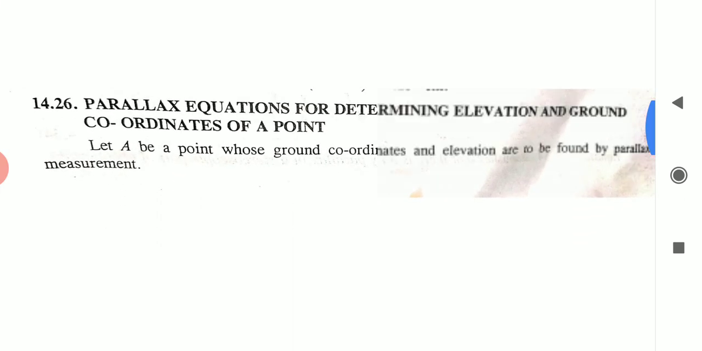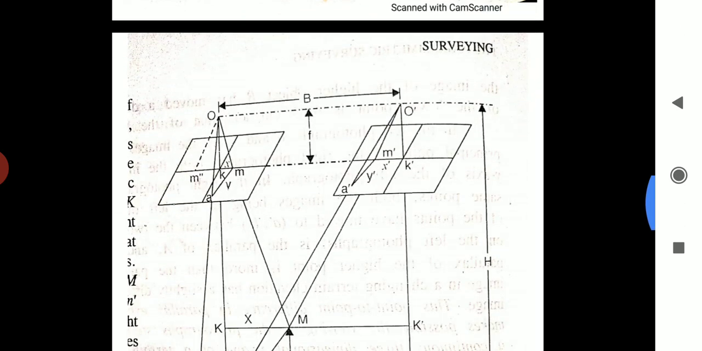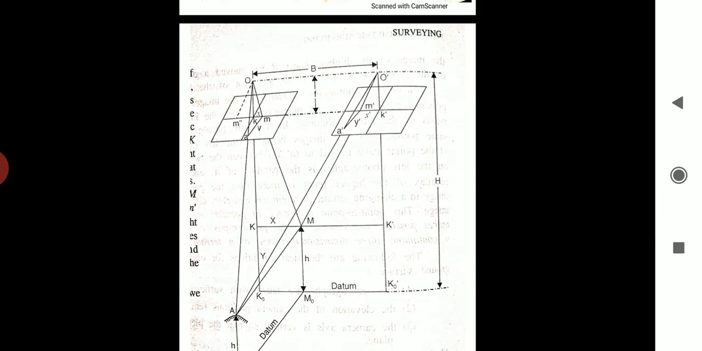Module 4, aerial photogrammetry, and the last session it is. One more concept is there, that is nothing but the parallax equation for determining elevation and ground coordinates of points. In this case, we have one derivation, so we have to solve this derivation in this session. By using this diagram, I will explain it. What this diagram consists of.